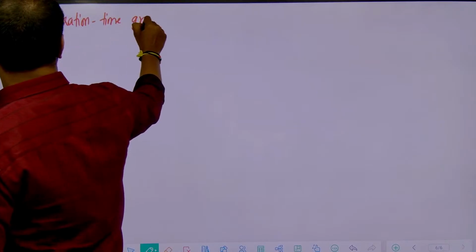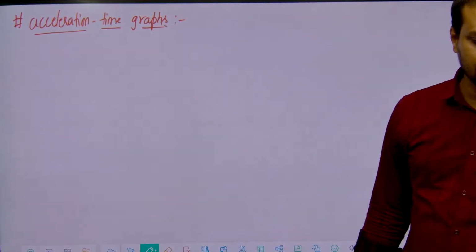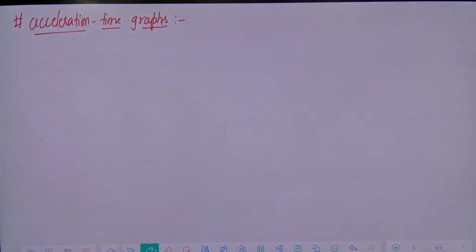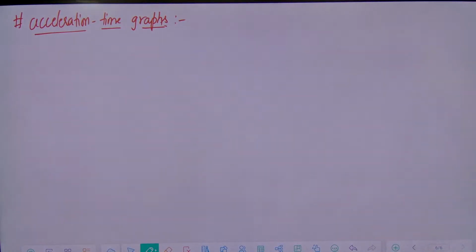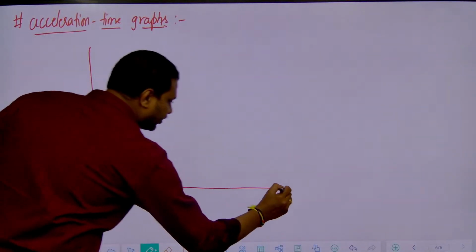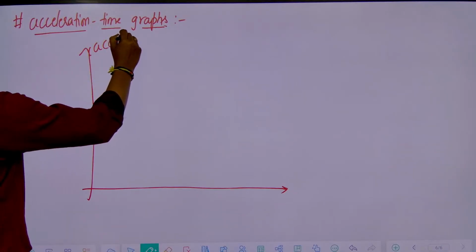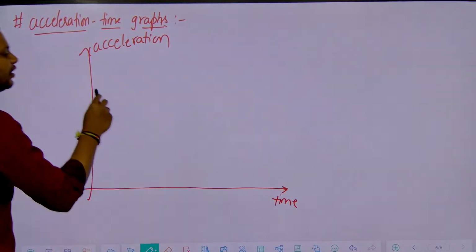Then acceleration time graphs. See, in the acceleration time graph, generally we will study only one graph. I will take acceleration on the y-axis, and I will take time on the x-axis, and I will draw the graph like this.